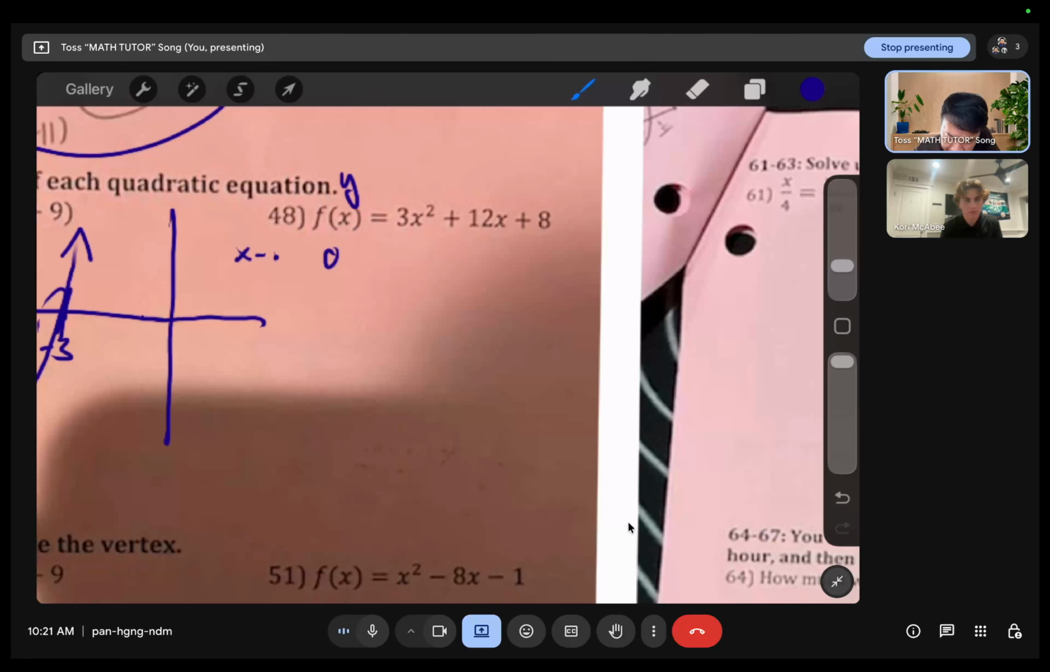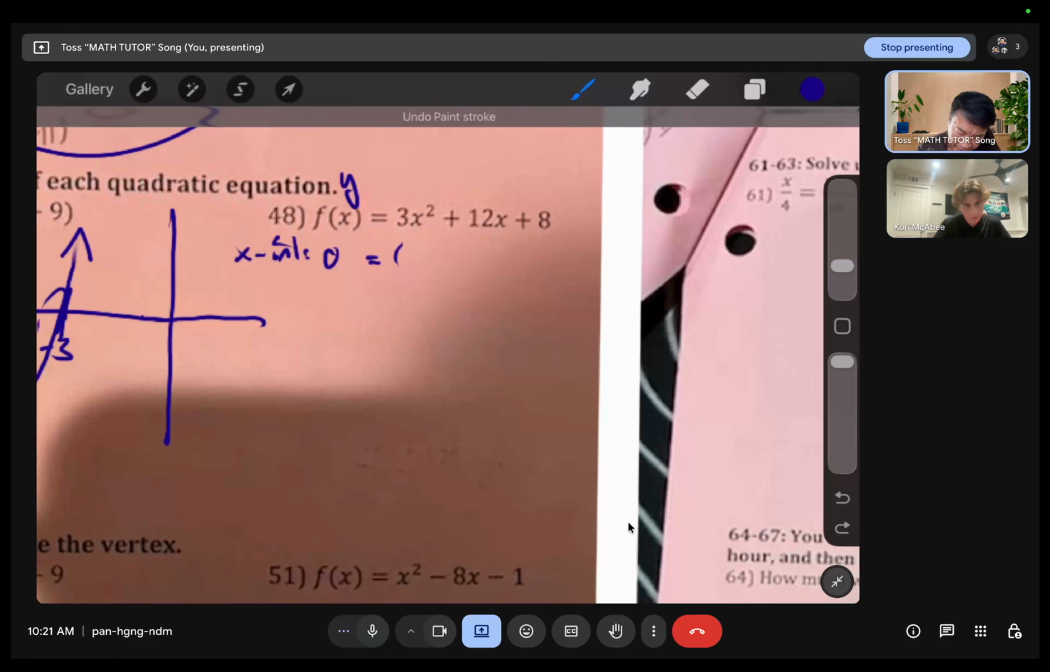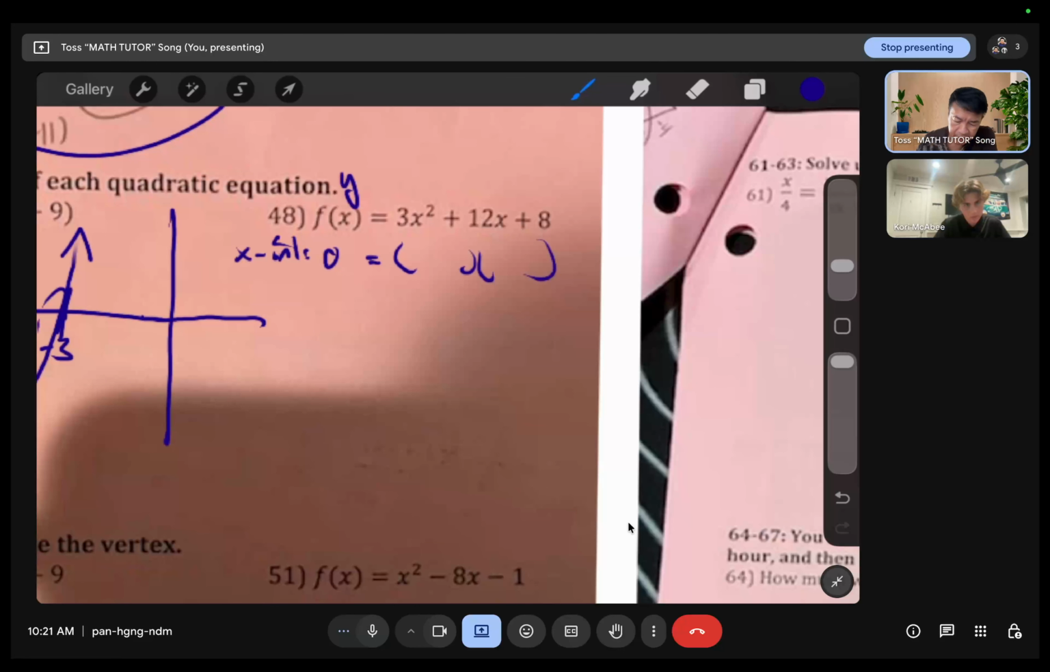F of x is your y. Make your y equal to 0 and solve for it. I'll factor it right now. No GCF, nothing you can pull out. All right, let's try it.